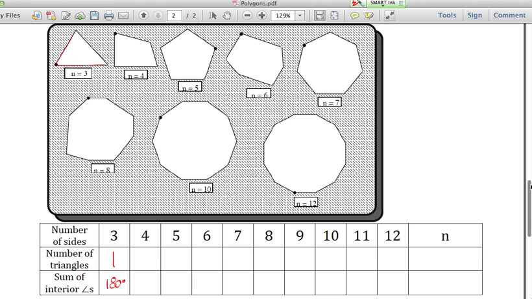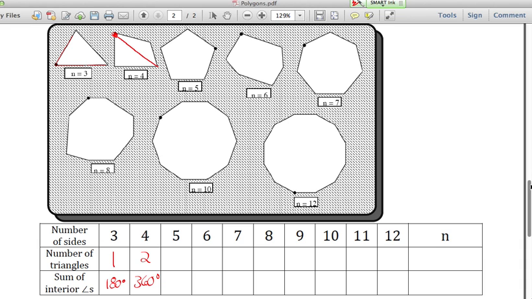Looking on to the next one, if I start at this dot, I can draw in that diagonal. But any other diagonals I attempt to draw will actually just be sides. And so when there's 4 sides, there's 2 triangles, and there are 360 degrees. That may be familiar from our quadrilateral unit.